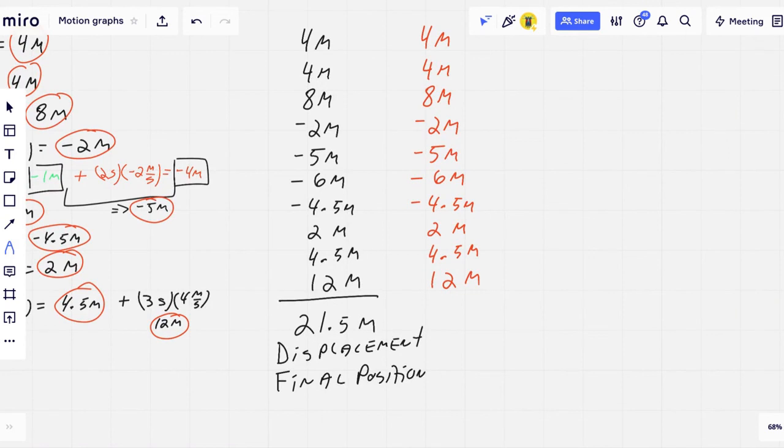In red, I'm just going to total all the values, right? So in the red column, I'm going to ignore the negative signs, and I'm just going to total up all the different motions. What this is going to give me is the total distance traveled by this object. So for the displacement, I end up with 21.5 meters. But when I do the distance traveled, we're going to end up with 52 meters.